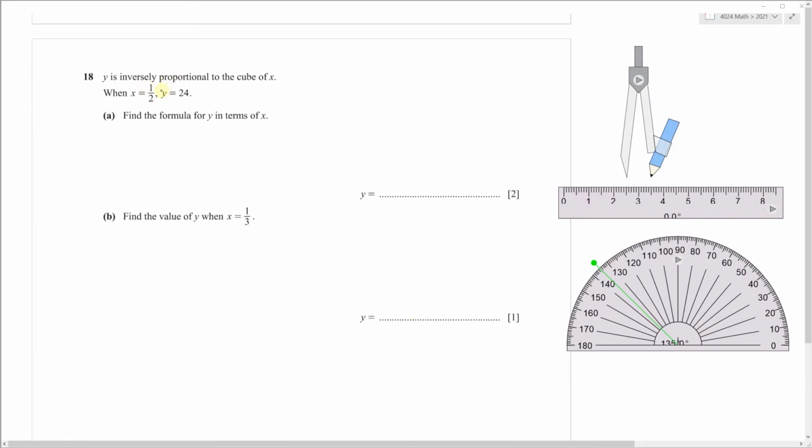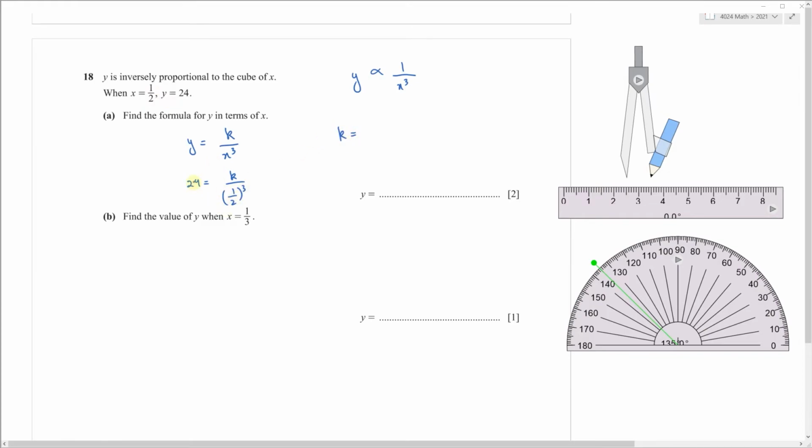Question number 18 is y is inversely proportional to the cube of x. So that means y is inversely proportional to cube of x. That means y is directly proportional to 1 over cube of x, which is x cube. So you can write this as y equals to some constant k over x cube. You're given x is 1 by 2 when y is 24. So let's find the value of k. Y is 24, k over 1 by 2 cube.